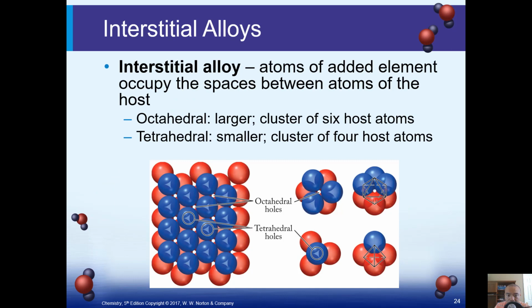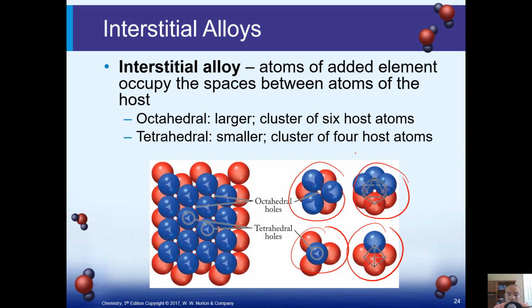An interstitial alloy is a mixture in which atoms of the added element occupy void spaces between host atoms within the crystal lattice. There are three types of voids or holes in the unit cell. The first type is the cubic, which is the void within the center of a simple cubic structure, which is not indicated here. The second type is the tetrahedral type of void. It's located between the clusters of 4 host atoms. The third type of void is octahedral. This is located between the clusters of 6 host atoms.